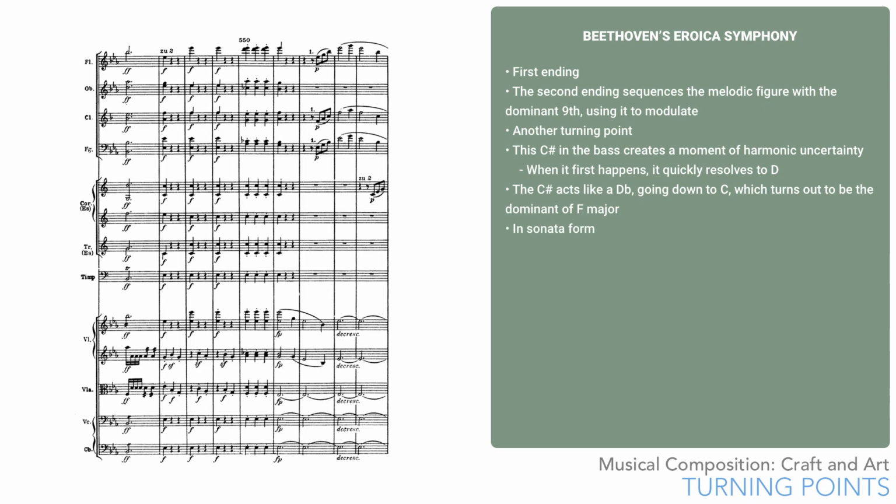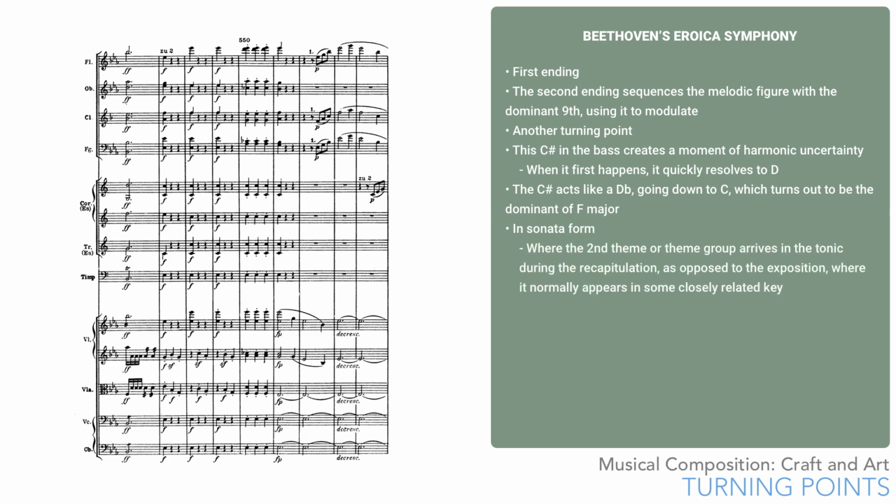In sonata form, there's another place where a turning point normally leads to something different. That is to say, where the second theme or theme group arrives in the tonic during the recapitulation, as opposed to the exposition, where it normally appears in some closely related key. This is a very well-known phenomenon, so I won't quote examples here, but it uses the same formal principle. Repetition creates expectations and then plays with them.